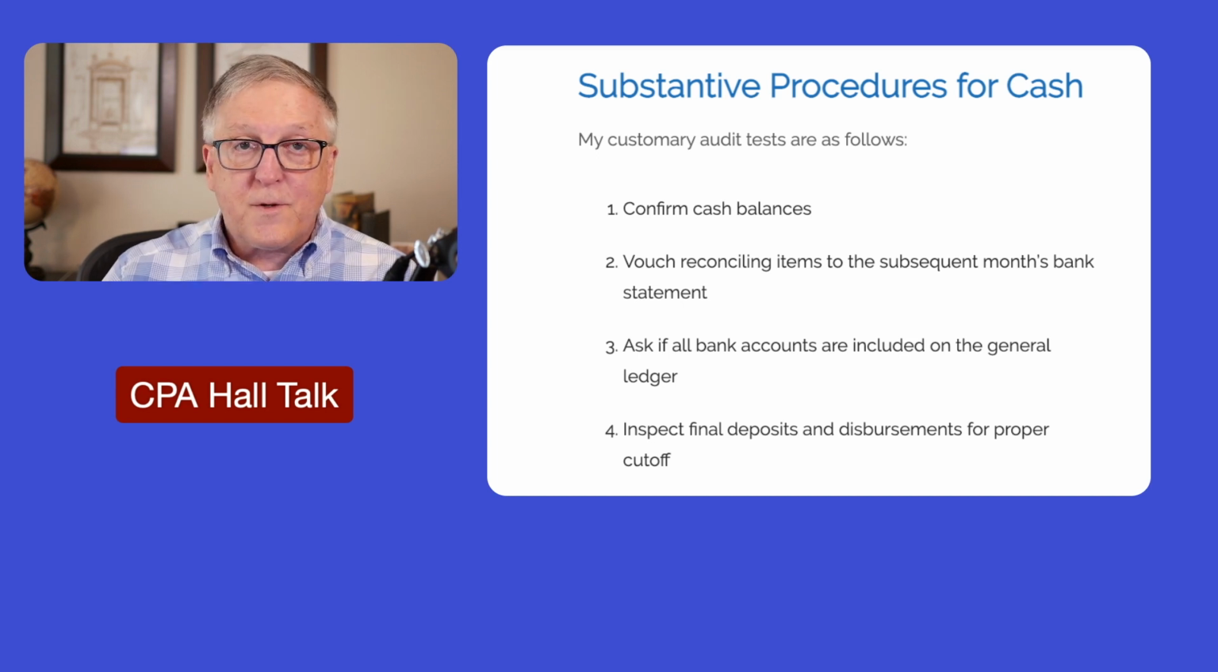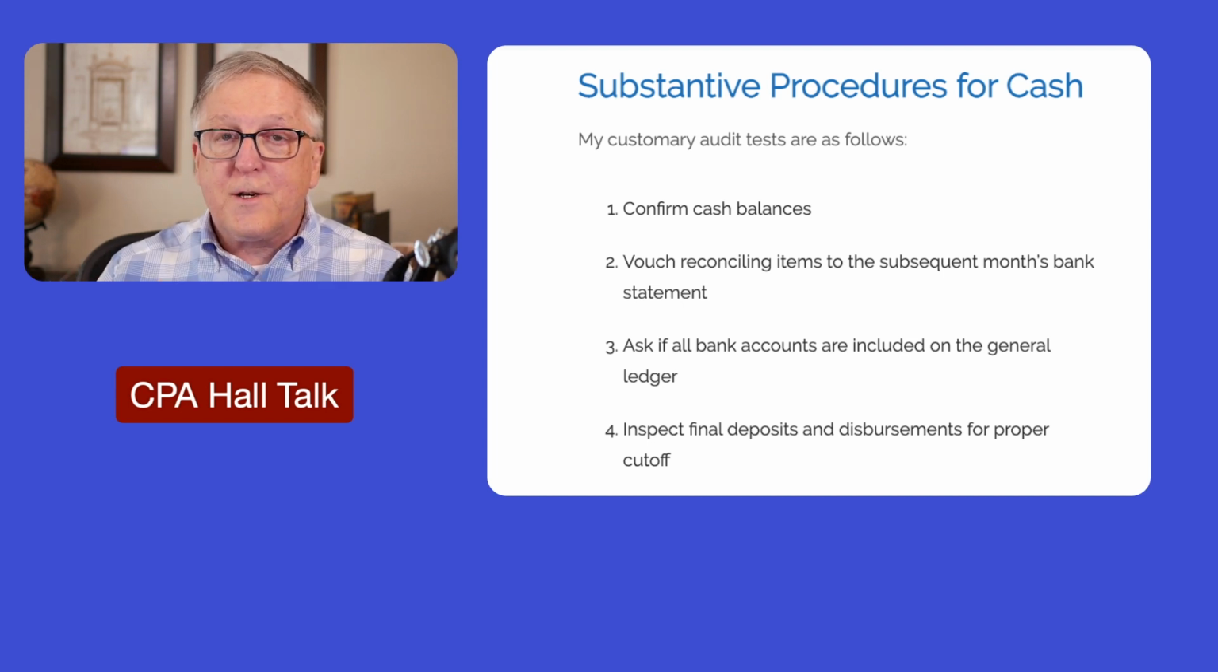So going back to those assertions, existence, accuracy, and cutoff, you can see how these procedures would appease those particular assertions. So confirming cash, for example, would help with existence. Vouching the reconciling items helps with the accuracy. And then inspecting those final deposits and disbursements, that helps with cutoff. So there's a connection between the procedures we plan and perform, and the relevant assertions that we looked at earlier.